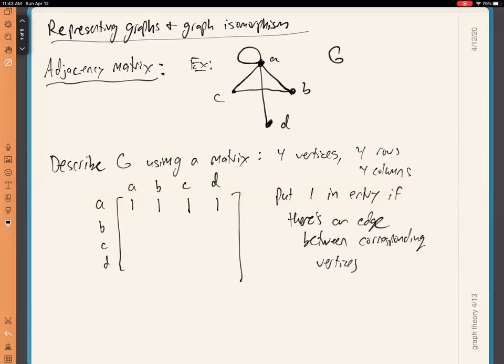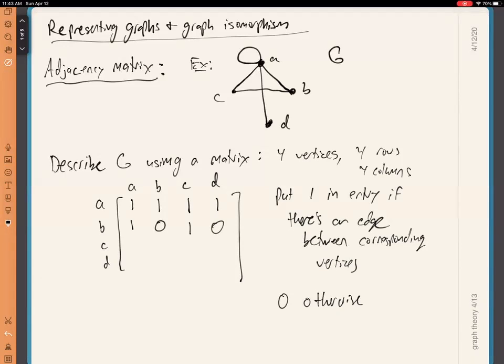Well, if I look at B, there is an edge from B to A, so I'm going to put a 1 there as well. However, there's no loop at B, so that's a 0. If there's no edge connecting them, we're going to put a 0. Well, I have an edge connecting B to C, so I'll put a 1 there. If I look at B and D, there's no edge between B and D, so I'm going to put a 0 there. And so on.